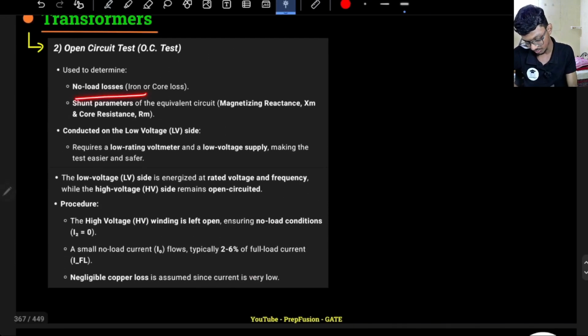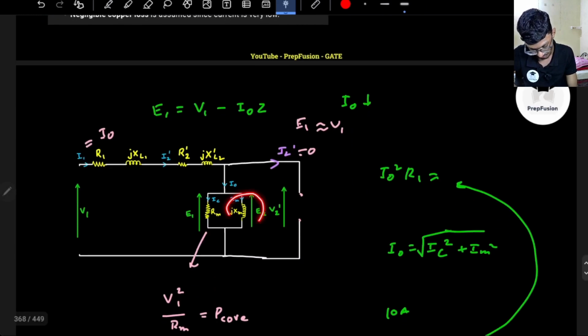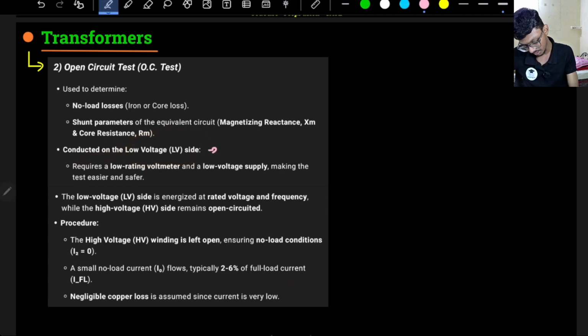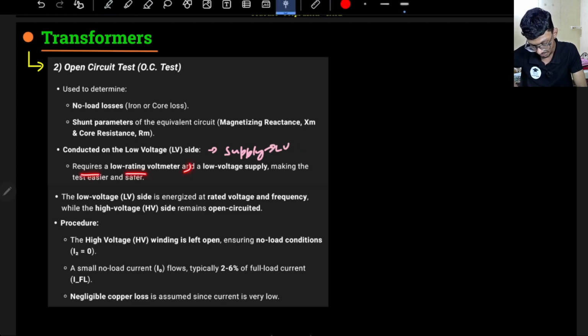So it is used to determine the no load losses, iron loss or core loss, and the shunt parameters of the equivalent circuit like magnetizing reactance Xm and the shunt resistance, core resistance Rm. Supply will be connected on the LV side. Why will supply be connected on the LV side? I will discuss later. It requires low rating voltmeter and low voltage supply, making the test easier and safer.